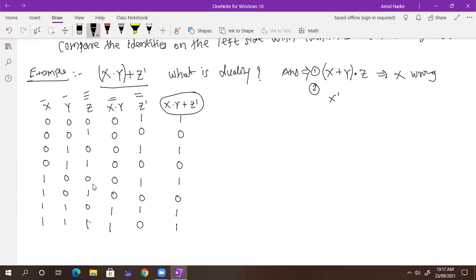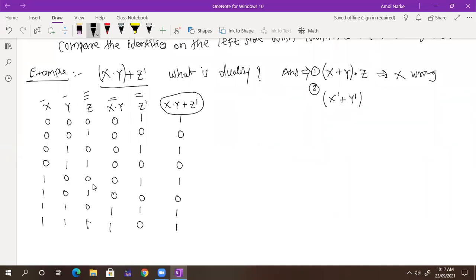x dash. Here we have dot. What should I replace instead of dot? In duality, it is plus. What about y here? Y also has a single negation. Change its ones to 0 and 0 to ones. So when I take its complement, only then are 0 and ones interchanged. So this is done.